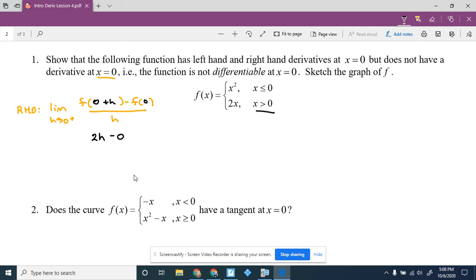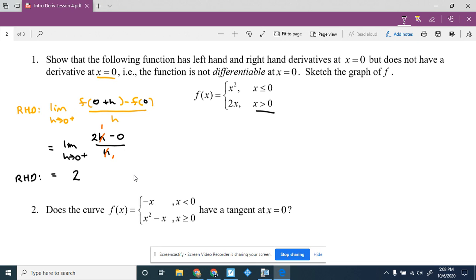That's just going to be 0. Again, I would be doing that from the right. And then all over h, and then limit as h goes to 0 from the right. So now what happens here? Well, you're going to get 2h over h. You can cross these out now, and you're going to get the limit of 2 as h goes to 0 from the right. The limit of a constant is a constant itself. You get 2. So the right-hand derivative is 2.